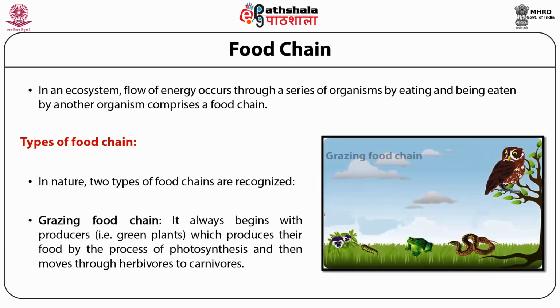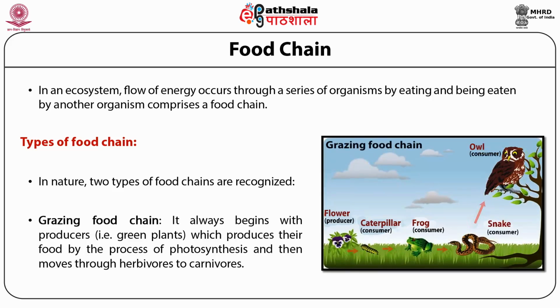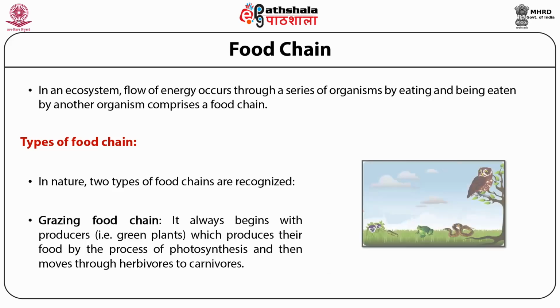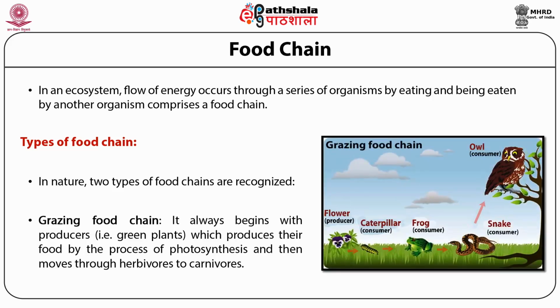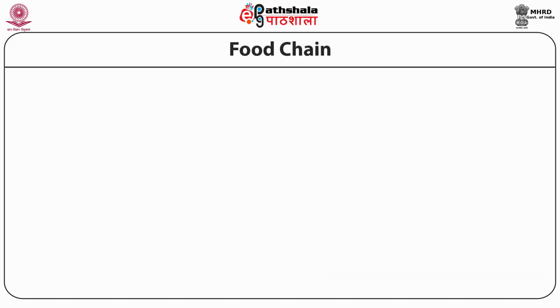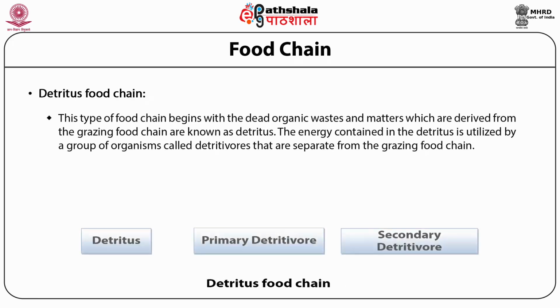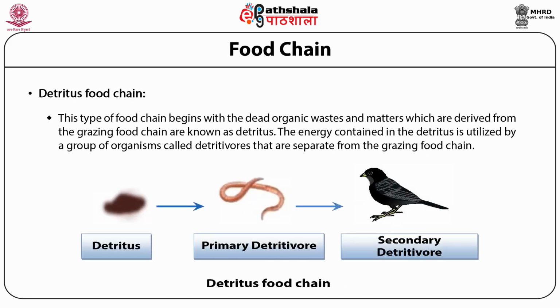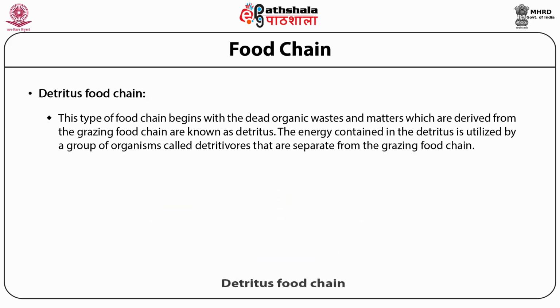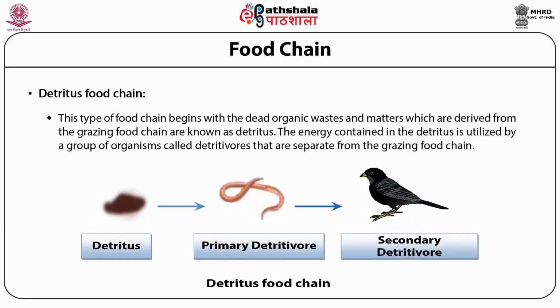Thus, this grazing food chain depends on the captured energy of autotrophs and then the movement of this energy to the herbivores. An example of a food chain is presented in the figure. The second type is the detritus food chain. This type of food chain begins with the dead organic wastes and matter which are derived from the grazing food chain, known as detritus.